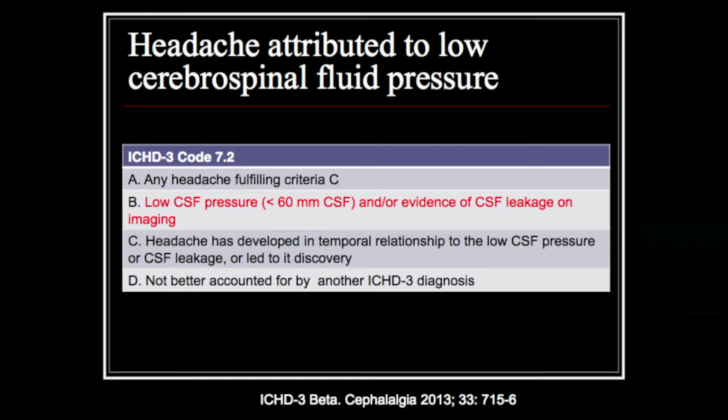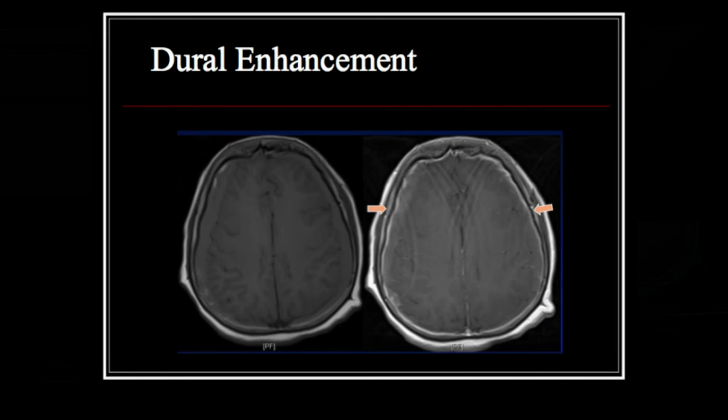The key criteria with the ICHD criteria are that you have a low CSF pressure, less than 60, and/or evidence of CSF leakage on neuroimaging, although they don't really tell you which neuroimaging to get. These patients often have dural enhancement, which is shown by the arrows on this slide, and that's thought to be from venous engorgement. So when you get a leak, the brain basically sags down, and you'll get engorgement of all these dural vessels, and that can cause the dural enhancement.